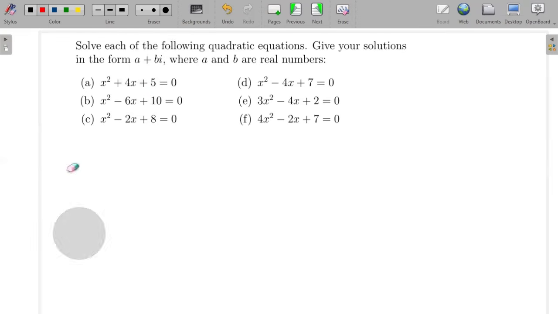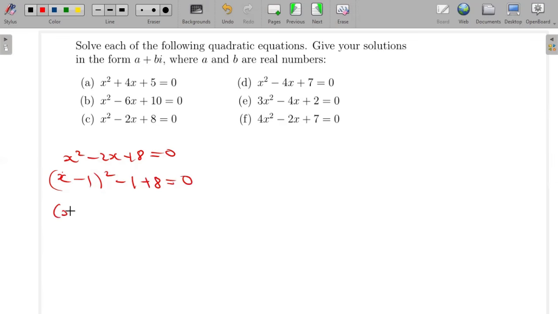Okay, next we have x squared minus 2x plus 8 equal to 0. Complete the square again. So completing the square here, this is going to be (x minus 1) squared minus, square the negative 1 gives you 1, plus 8, and this gives you 0. There you're just going to have (x minus 1) squared. That is going to give you 7 equal to 0.